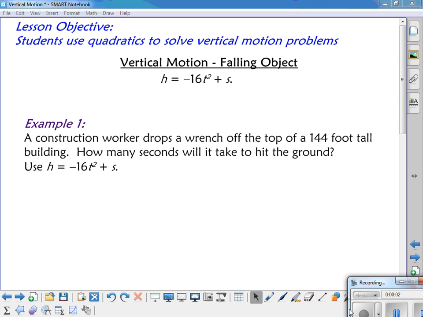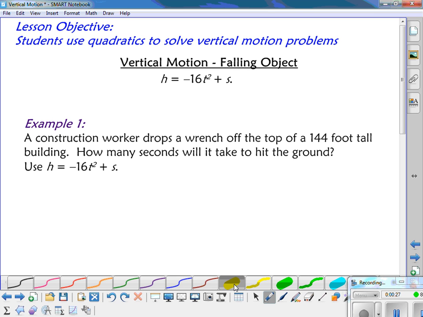So lesson objective today: students use quadratics to solve vertical motion problems. We're going to be talking about two different types of vertical motion. First, just a falling object, like you drop something from a building or a bridge or whatever. And then the other type is when we have an object that's thrown or launched, like when you kick a soccer ball.